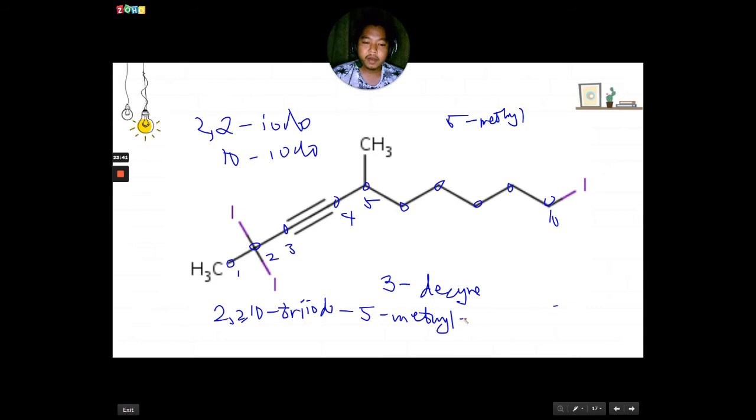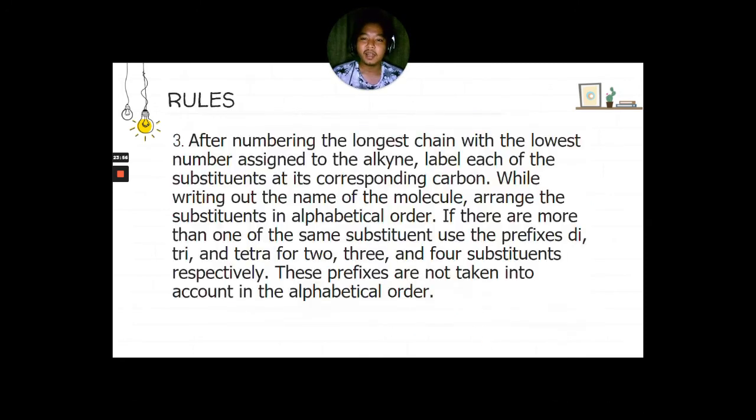If you pause the video and you get this one, congratulations. 3-decyne. So sorry for the handwriting once again. So that's 2,2,10-triiodo-5-methyl-3-decyne. So that's the third rule. Again, you can read it all you want, but what it tells us is that we prioritize the alkyne, the lowest number possible. We arrange the substituents in alphabetical order. My prefixes, we use di, tri, tetra, etc. The thing that we have been using over and over again in alkanes and alkenes.